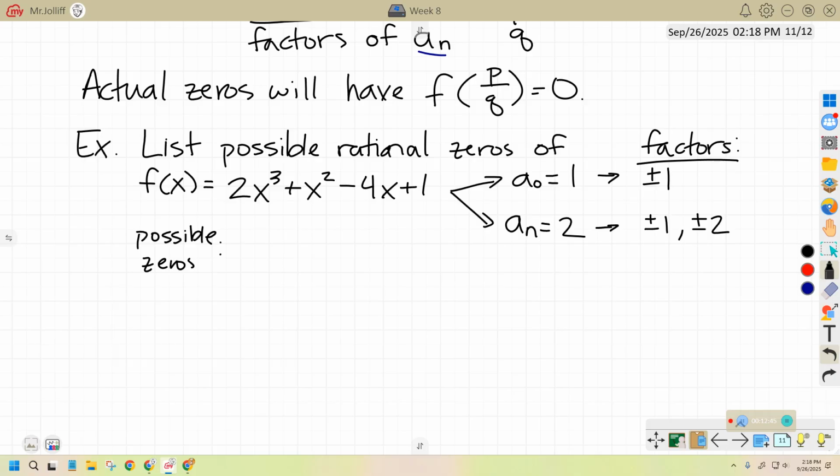And list our possible zeros. You can do this with a table. In this case, this table is very short because I only have 1 set of numerators and I have 2 sets of denominators. So reminders, this guy was my numerator. A sub 0 goes on top. This guy is my denominator. He goes on the bottom.